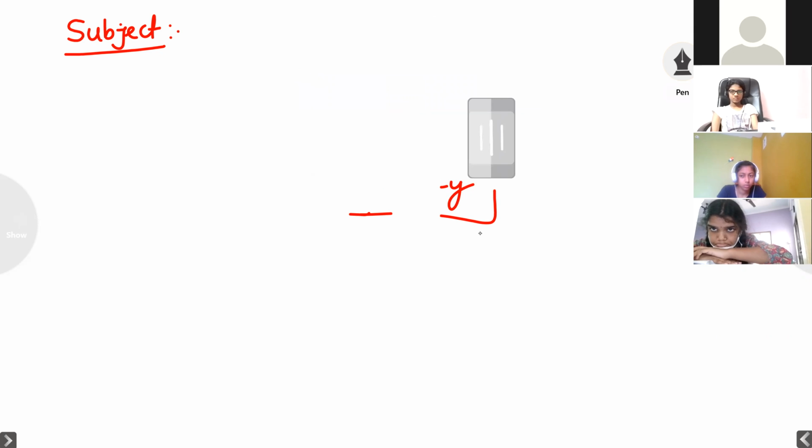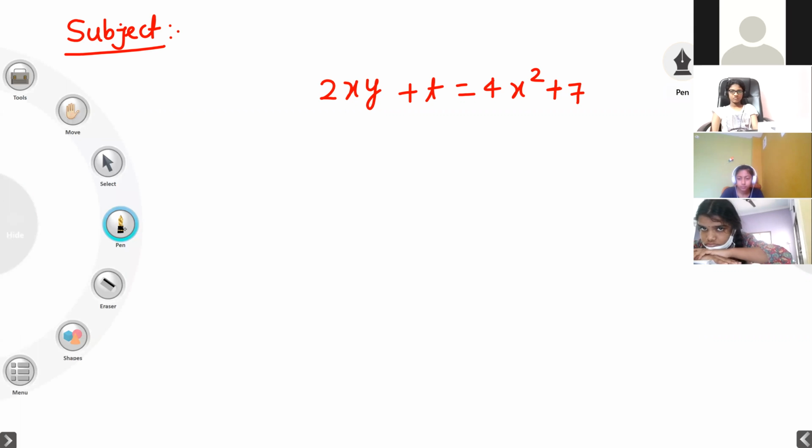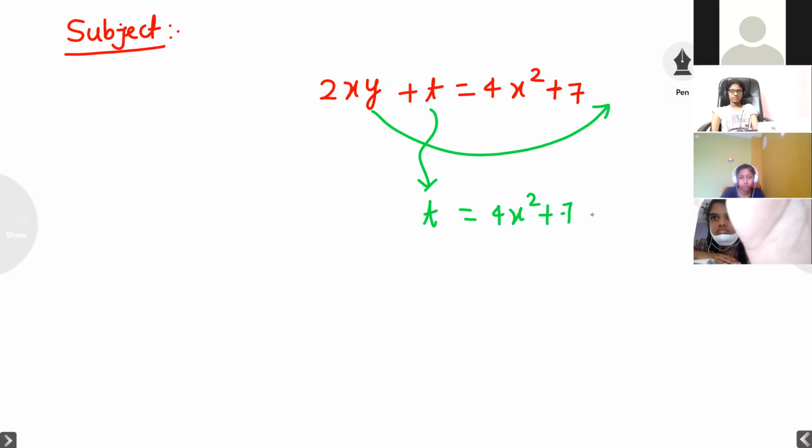Second example, if I am writing 2xy plus t is equal to 4x square plus 7. Concentrate on my question. 2xy plus t is equal to 4x square plus 7. I am asking, make t as a subject. It means that variable we want to keep on one side and the remaining I want to transfer to the other side. This t I will write same, plus 2xy I will transpose, minus 2xy. t is equal to 4x square plus 7 minus 2xy.